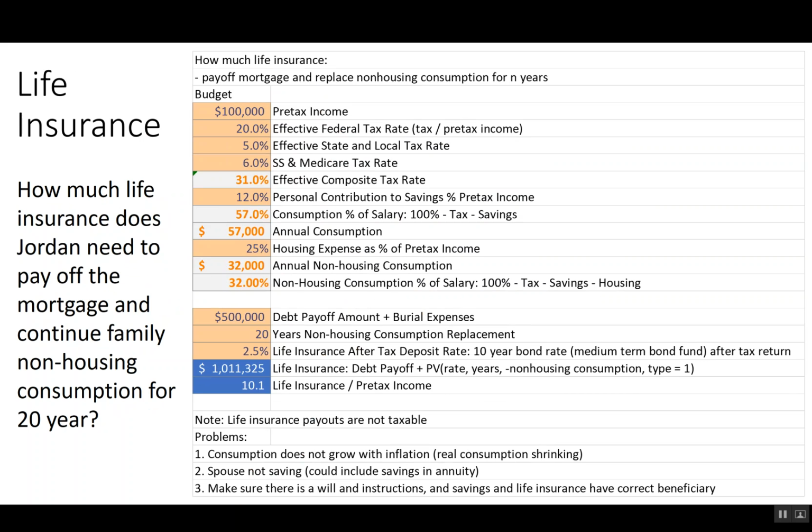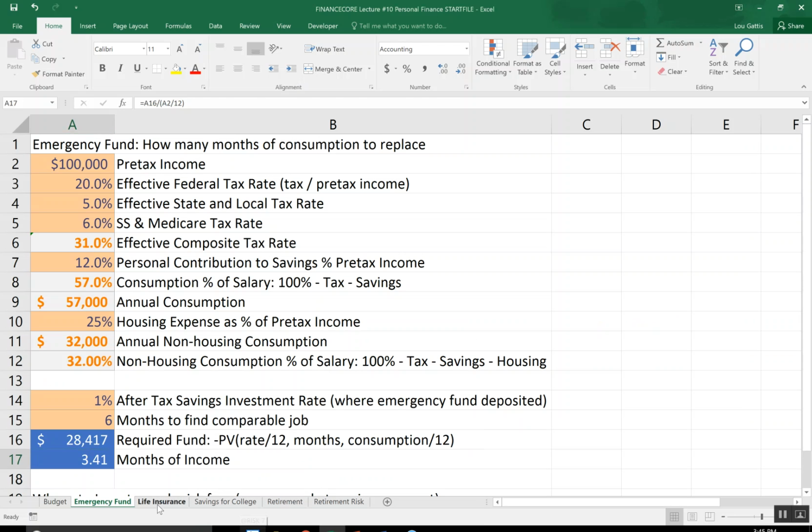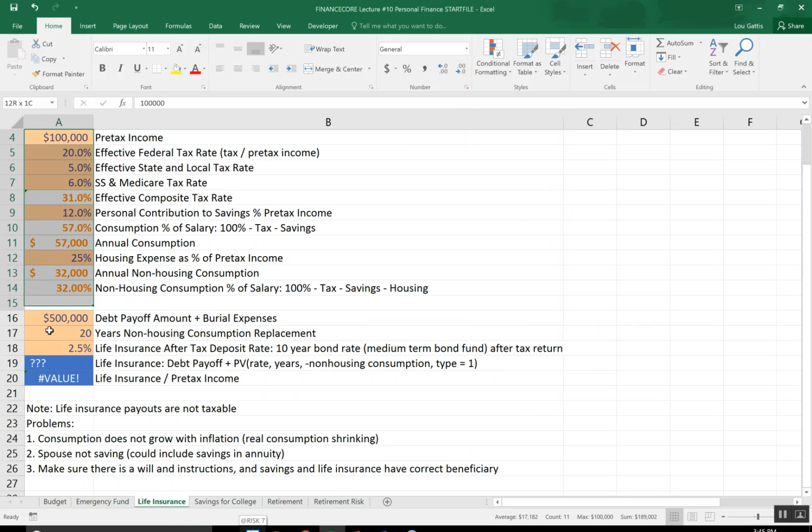Next one, life insurance. Let's say that Jordan's spouse does not work and is maybe going to raise the child. So we want to think about how much money we should set aside or get an insurance policy on in case of Jordan's death. And what we'll do is go to the worksheet. This is all the same.